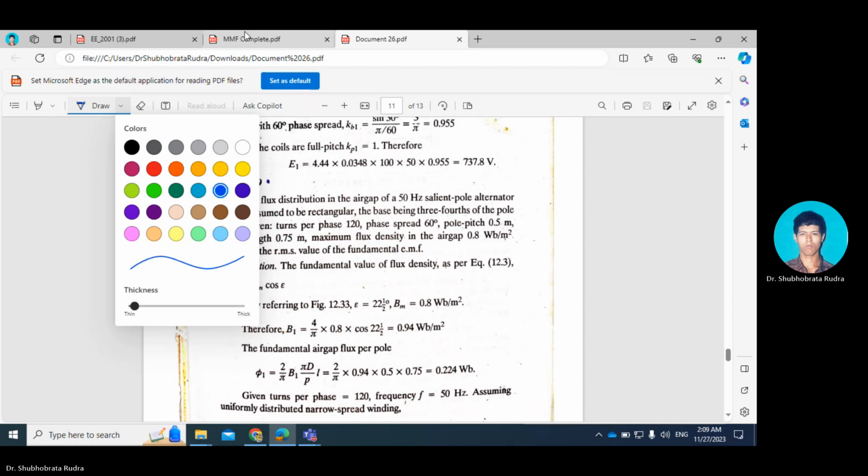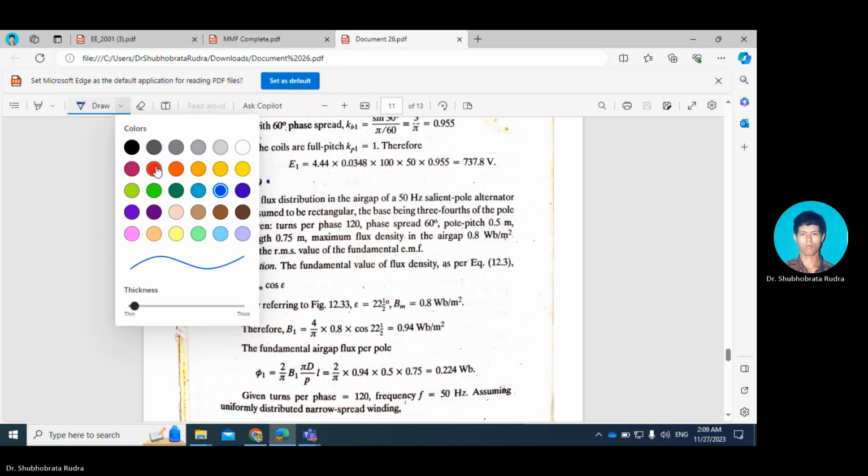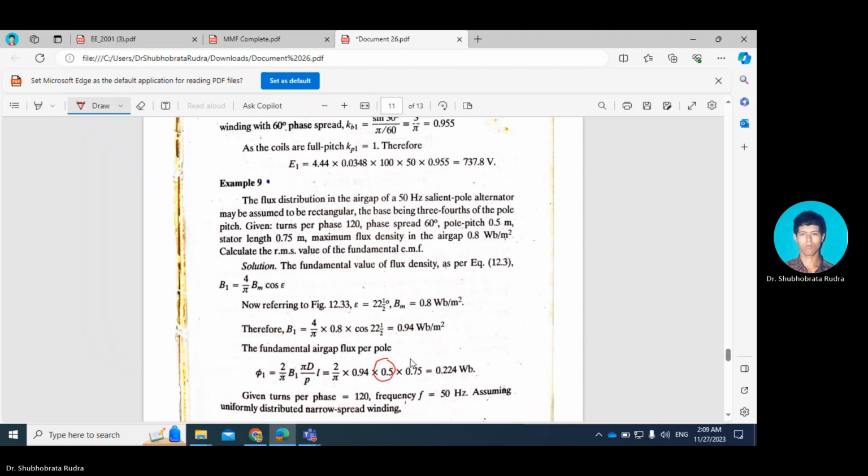we could write that this becomes 0.5. What was our pi d by p? That becomes 0.5, right?